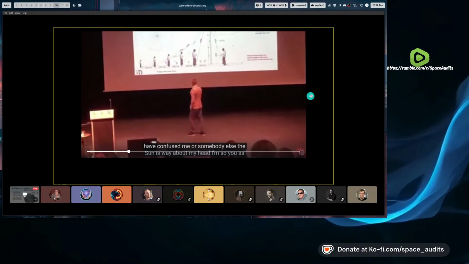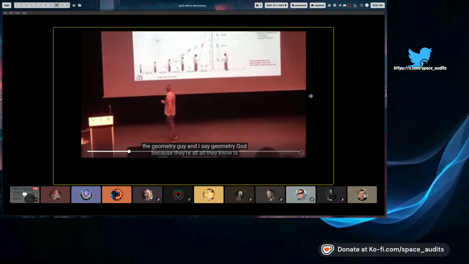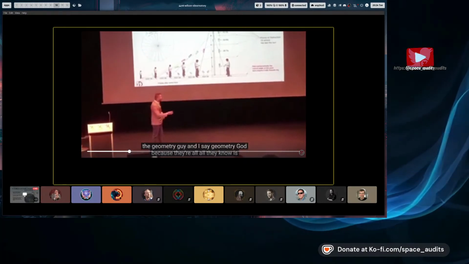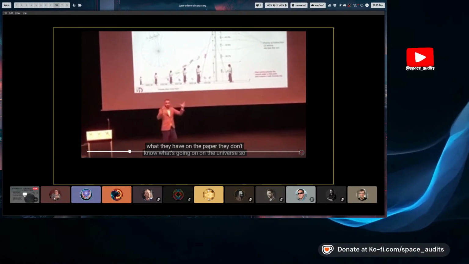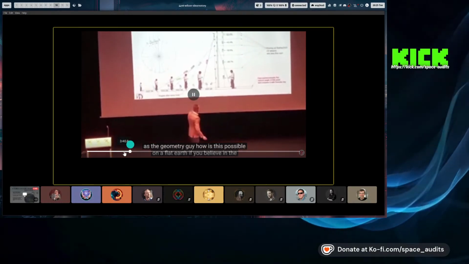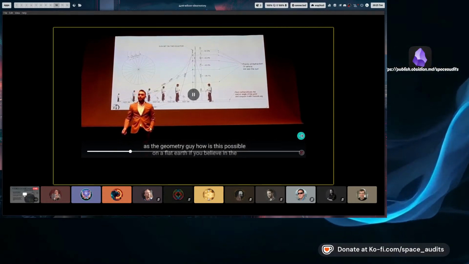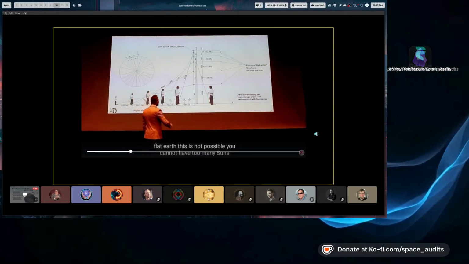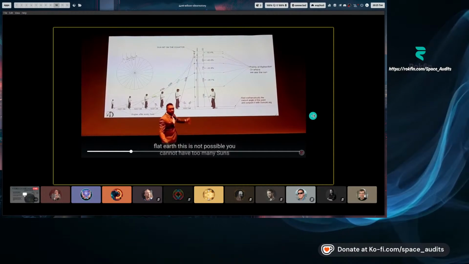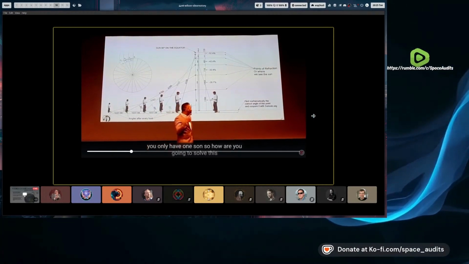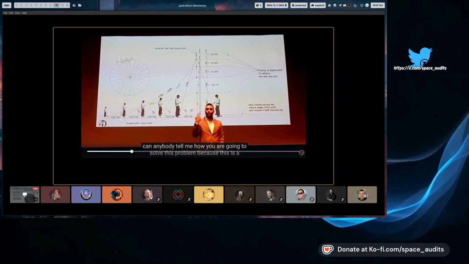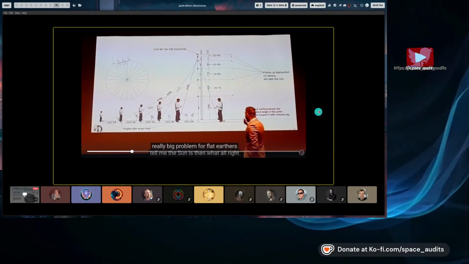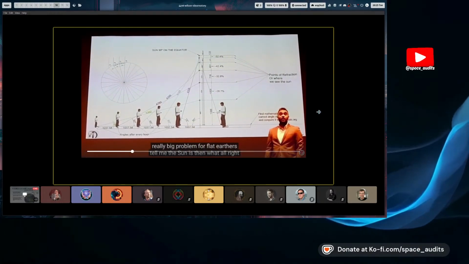So you as a geometry guy, and I say geometry guy because all they know is what they have on paper. They don't know what's going on in the universe. So as a geometry guy, how is this possible on a flat Earth? If you believe in a flat Earth, this is not possible. You cannot have too many suns. You only have one sun. So how are you going to solve this? Can anybody tell me how you are going to solve this problem? Because this is a really big problem for flat Earthers.